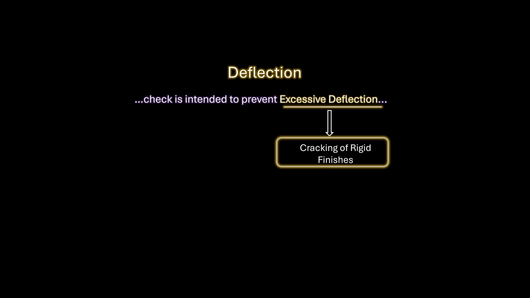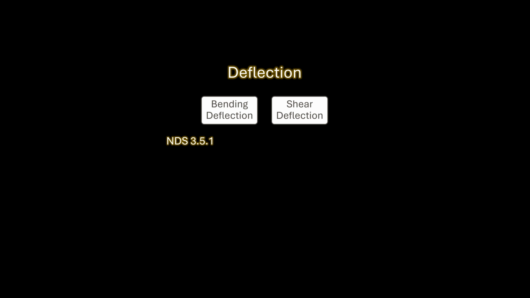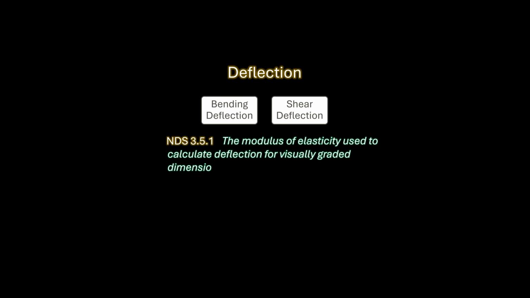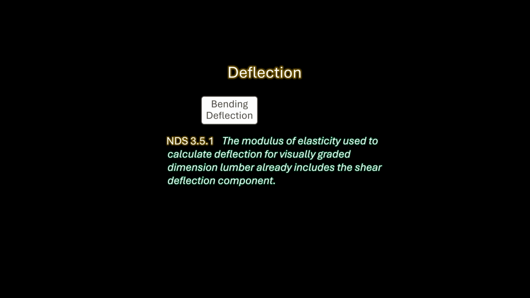The total amount of deflection for a beam in bending may be broken down into two components. First, there is the bending deflection component, which is associated with the bending stiffness of a member, and then there is the shear deflection component, which is associated with the shear stiffness of a member. According to Section 3.5.1 of the NDS, in conjunction with Appendix F of the same NDS, the modulus of elasticity used to calculate deflection for visually graded dimension lumber already includes the shear deflection component. Therefore, the shear deflection component is included in the final deflection based on bending deflection equations.